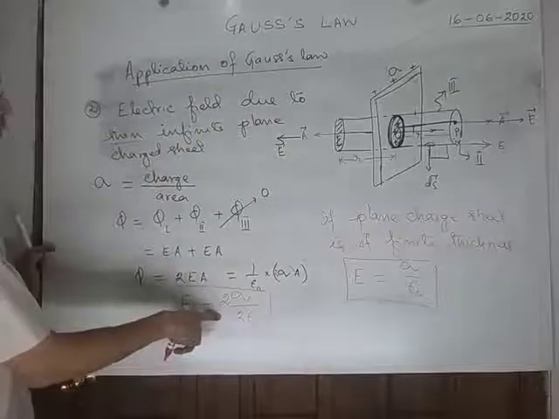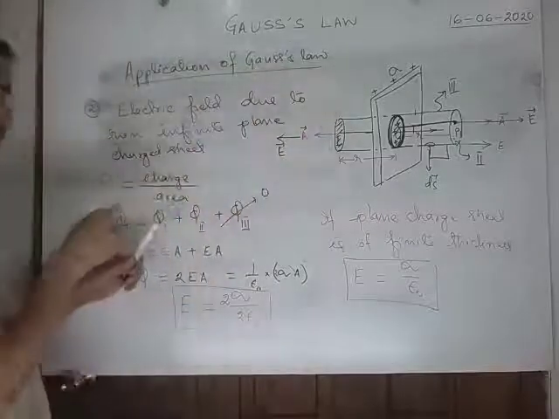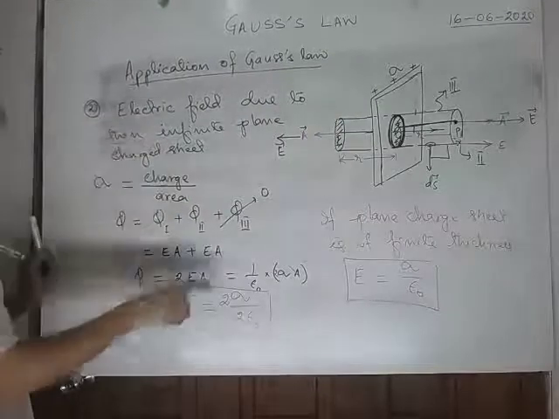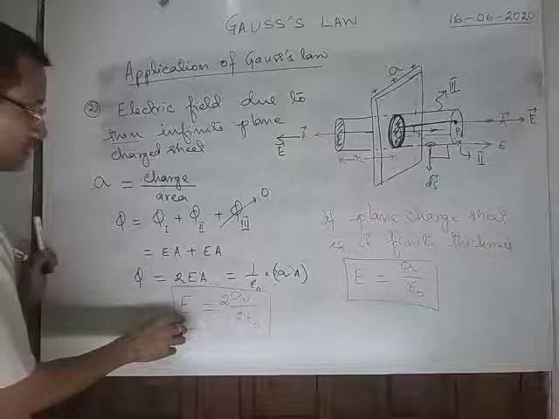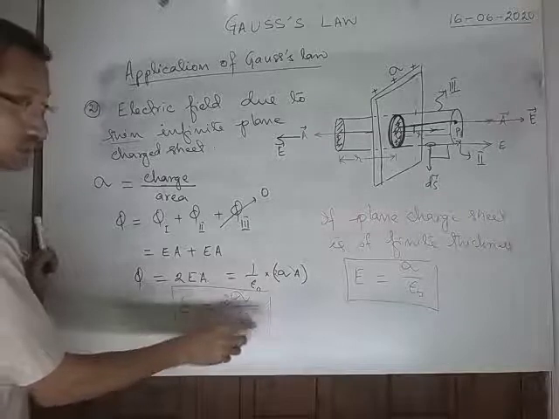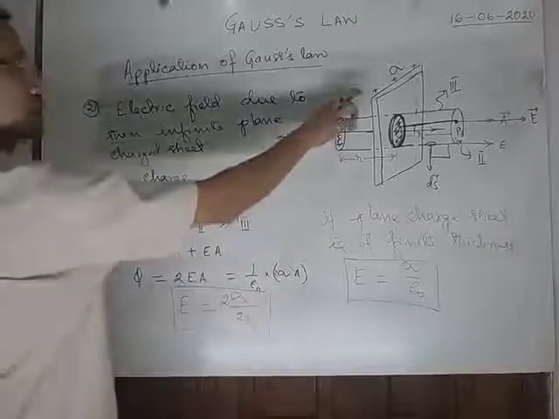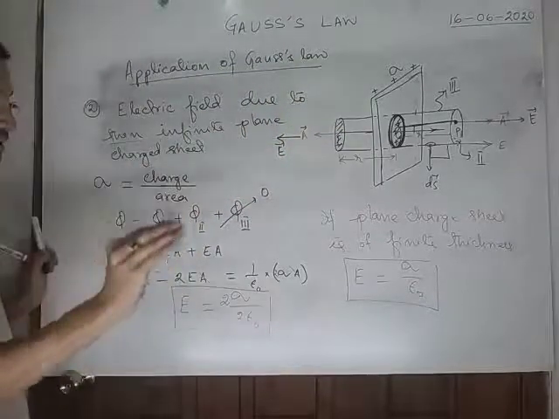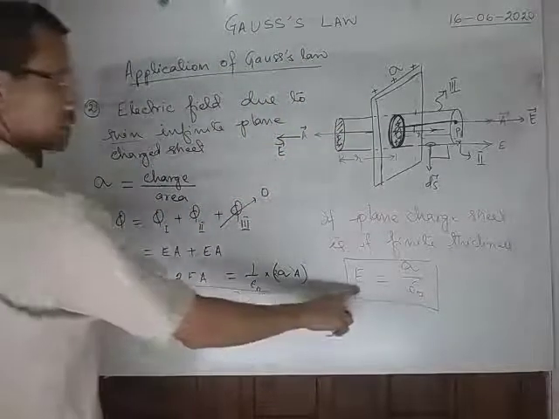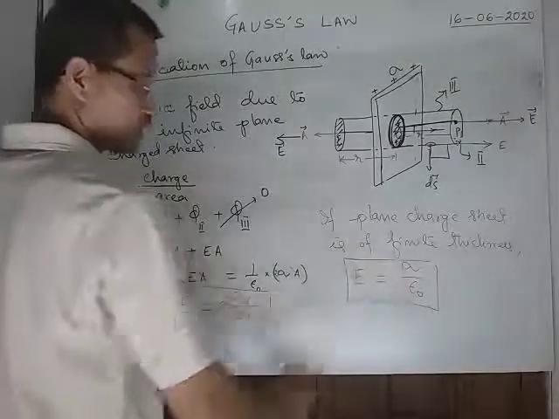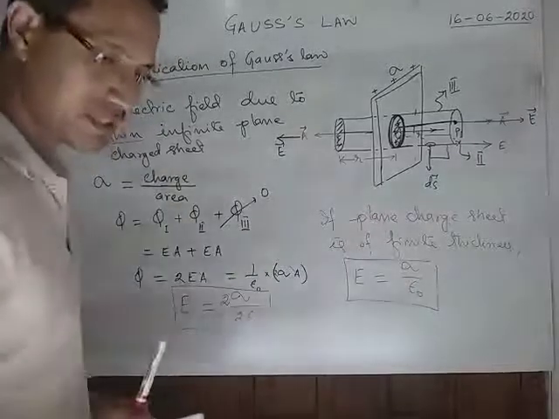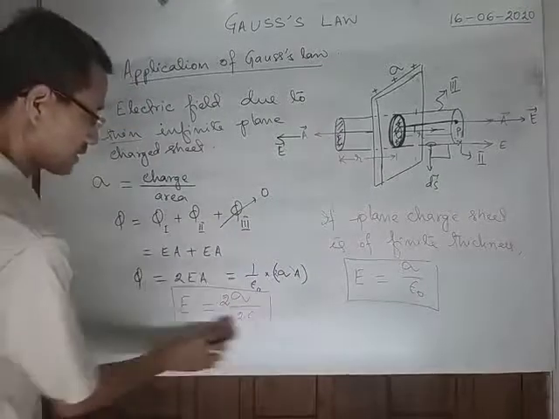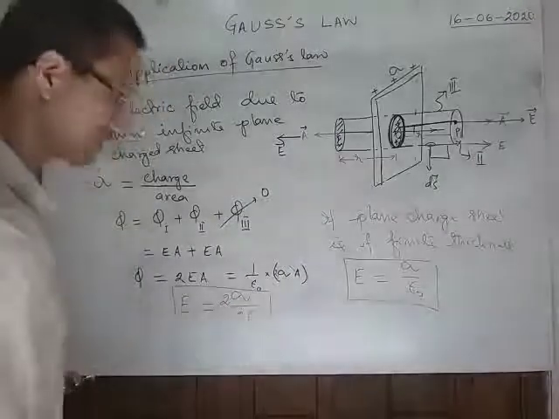When the infinite plane charge sheet is very thin, the electric field E will be equal to sigma by twice epsilon naught. When the infinite charge sheet has a finite, appreciable thickness, then your electric field E will be equal to sigma by epsilon naught. There are some other points or cases that can also be considered, but let's do that later on.